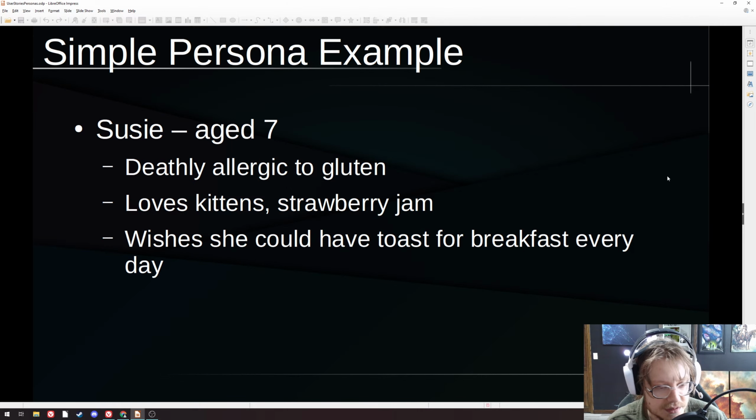Here's an example of a really simple persona. You have Susie, age 7. She's deathly allergic to gluten, she loves kittens and strawberry jam, and she wishes that she could have toast for breakfast every day. How can we solve Susie's problems?